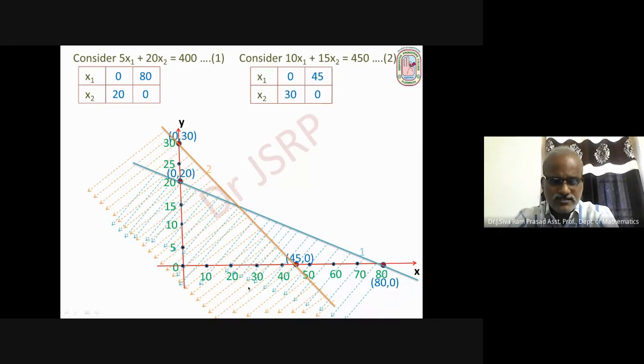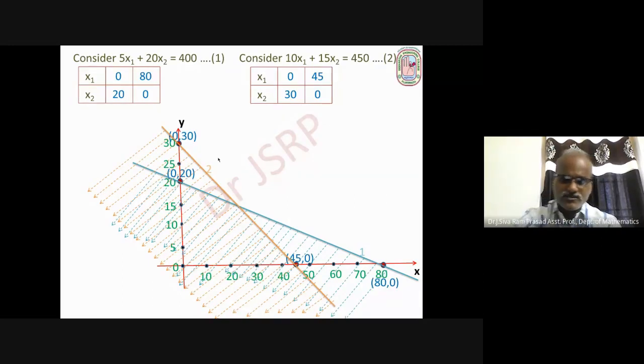This is the region for the second constraint. So these are two constraints, that is, two regions. Now we have to identify the common region. So what is the solution? The solution is the set of values of decision variables satisfying all constraints.